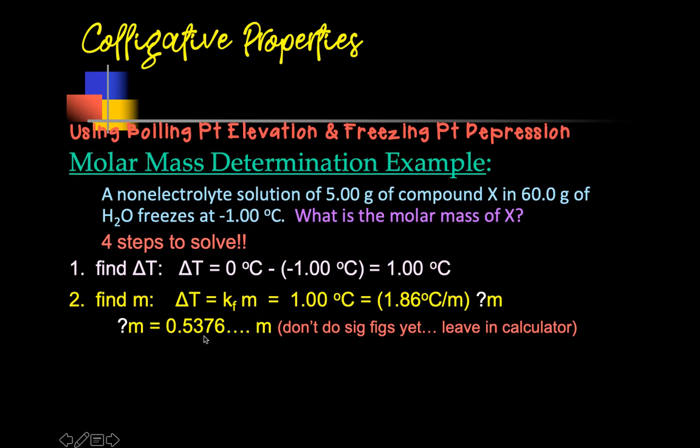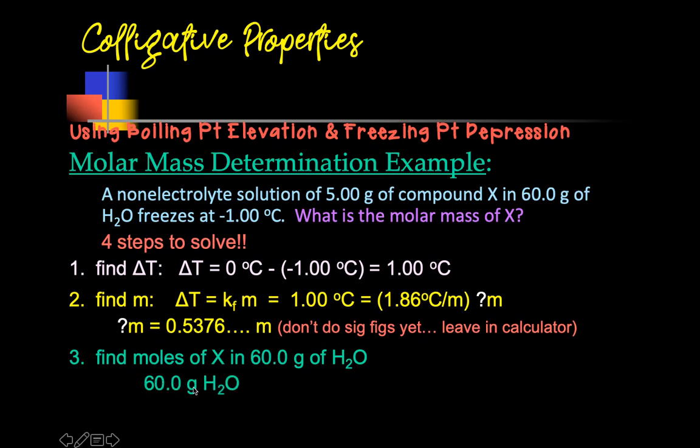Okay, so I don't have to worry about sig figs yet because this number is not my final answer. So now I have my molality. But remember what molality really means. Molality is moles per kilogram. And if I'm finding molar mass, I want grams per mole. So now what I want to know is, if this is the molality, how many moles of my compound are in 60 grams of water?